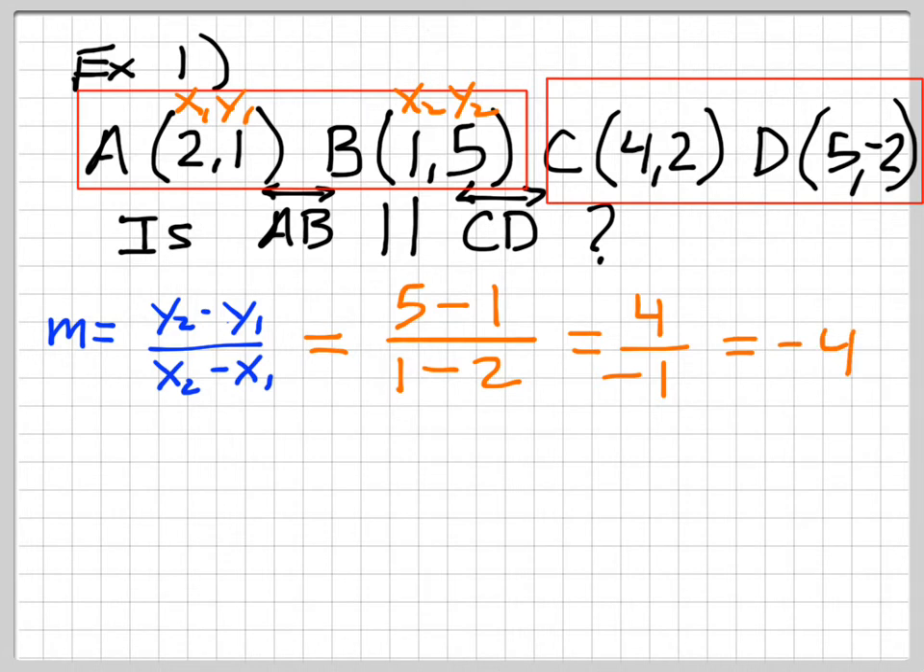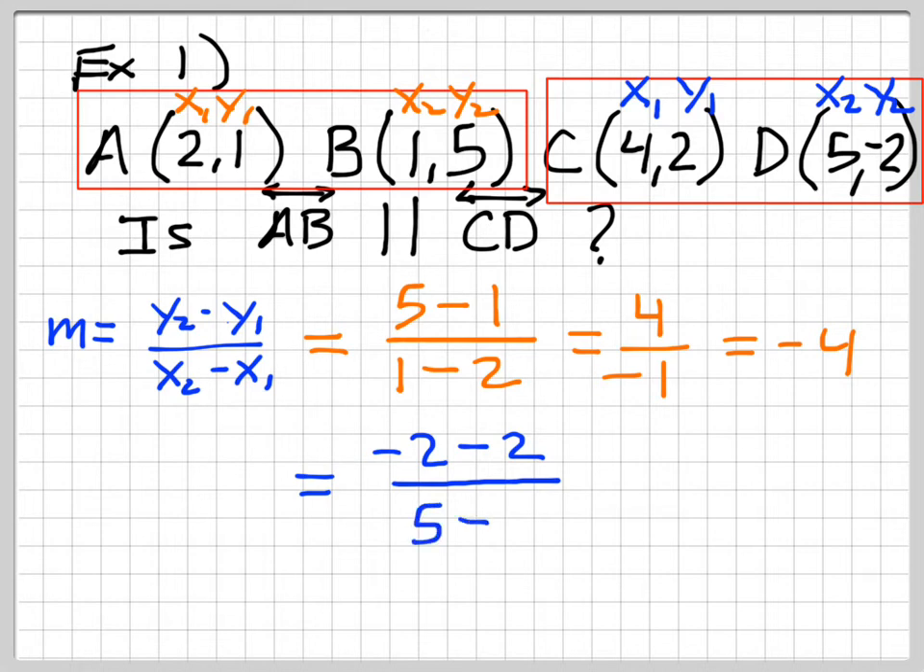Okay, now I'm going to go over to CD and I'm going to do the same thing. x1, y1, x2, y2, and then down below I'm going to draw a big division line. I'm going to very carefully plug the numbers in the correct spot. y2 in this scenario is -2, minus y1, which is a +2. x2 in this scenario is 5, minus x1, which is 4.